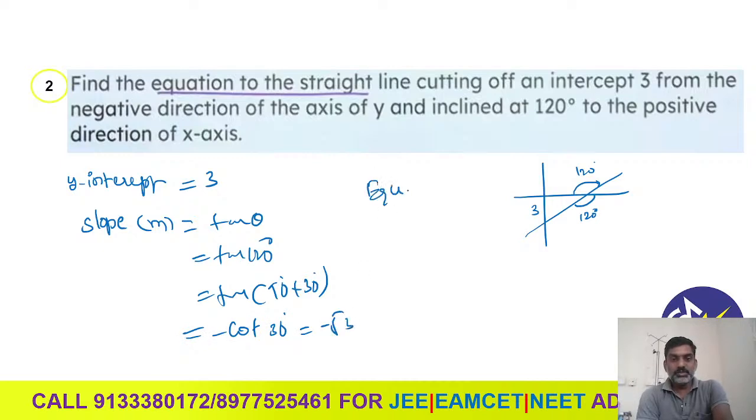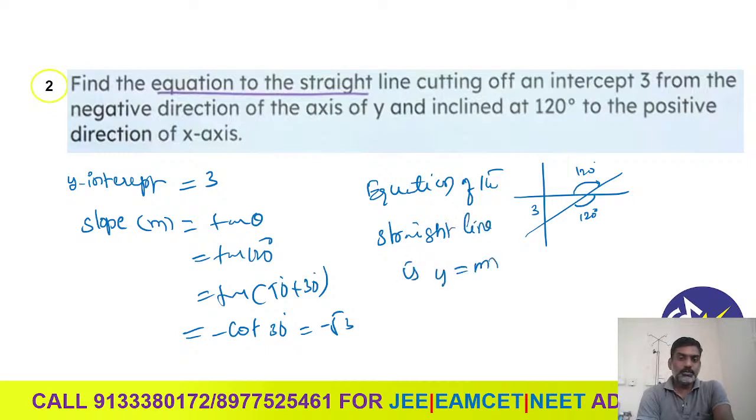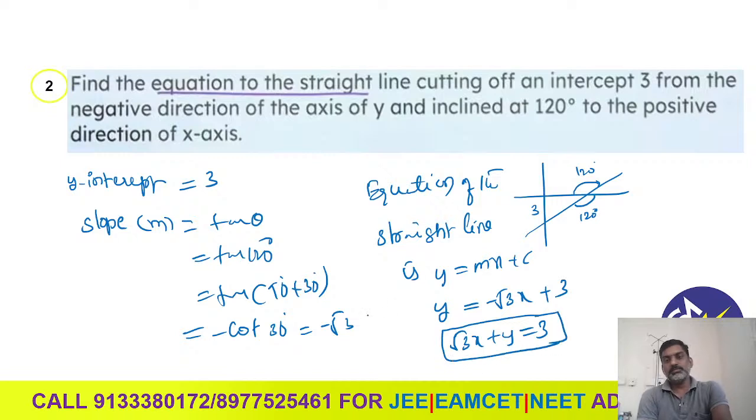Then the equation of the straight line is y equals mx plus c. Y equals m, negative root 3, times x plus c, that is plus 3. So finally, what is the equation? Root 3x plus y equals 3. This is the equation of the straight line. Okay, right.